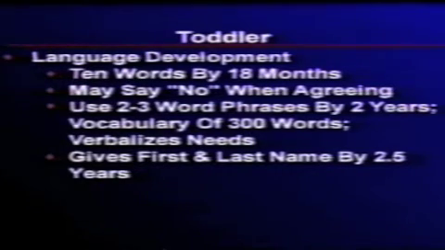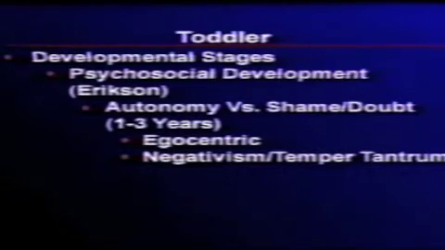Now with the toddler, the psychosocial development focus is autonomy versus shame and doubt. Autonomy meaning, remember, independence. They want to be independent, try new things, and feel good about doing it. They're also very egocentric. They want to do everything their way, when they want to do it, and how they want to do it. And that's a key thing with toddlers. They're busy and they're very self-centered.